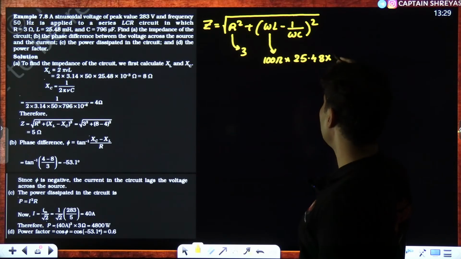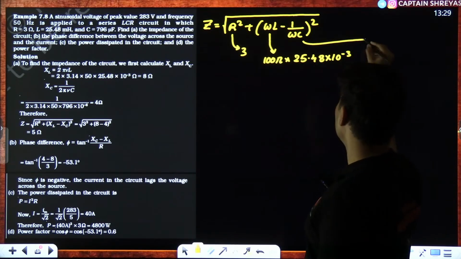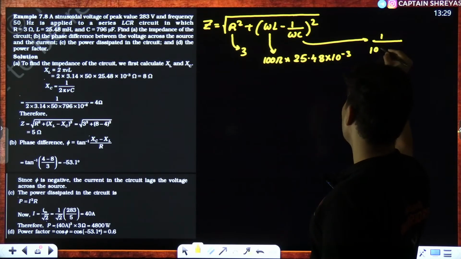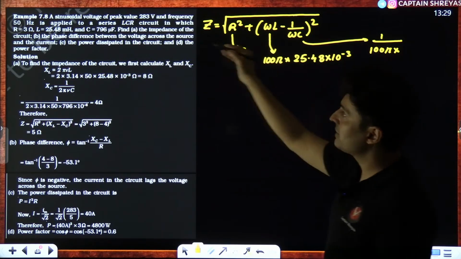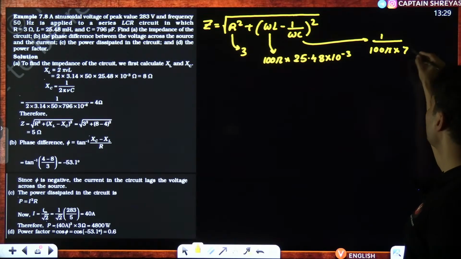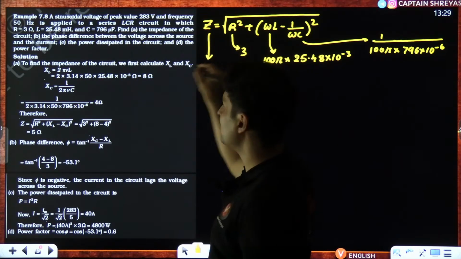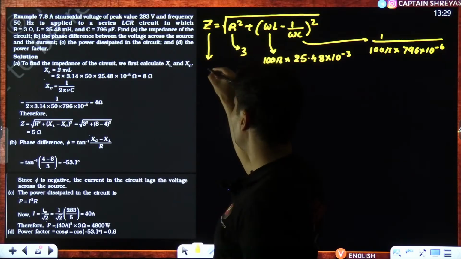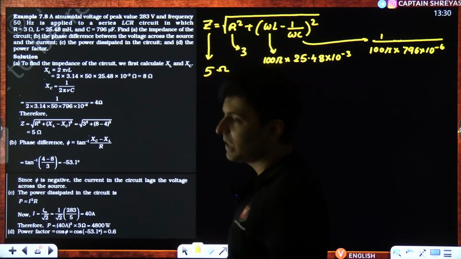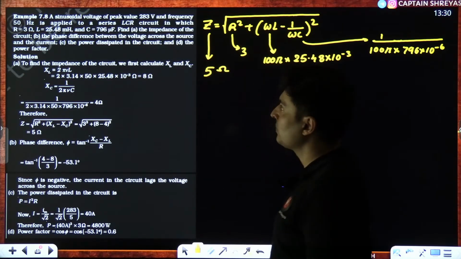25.48 milli. Milli means 10 to the power negative 3. This one, 1 by omega C, 100 pi. Capacitance is 796 micro. Micro is 10 to the power minus 6. Solve this, you get the value of impedance. We have got the impedance of approximately 5 ohms. So that's the answer for impedance.